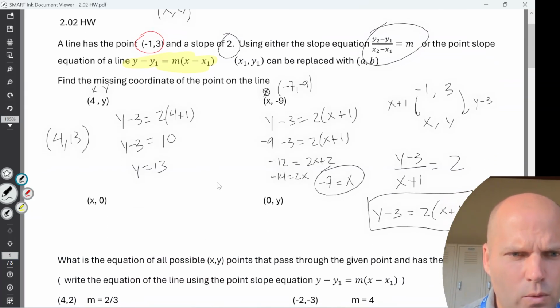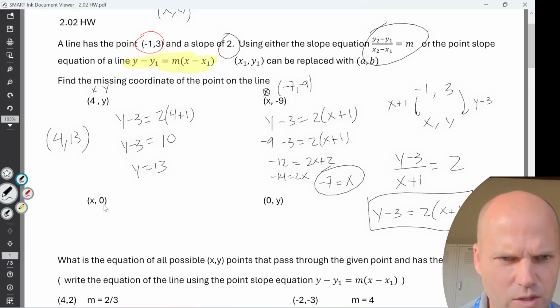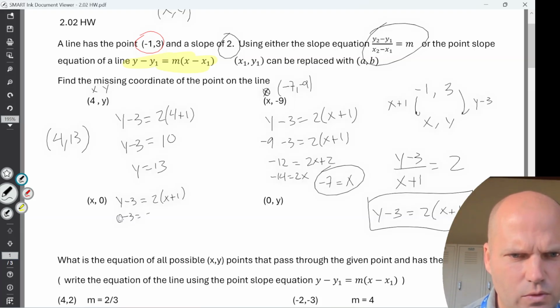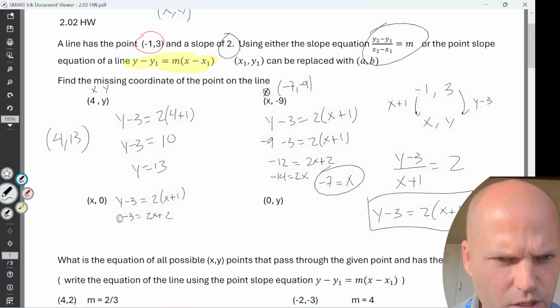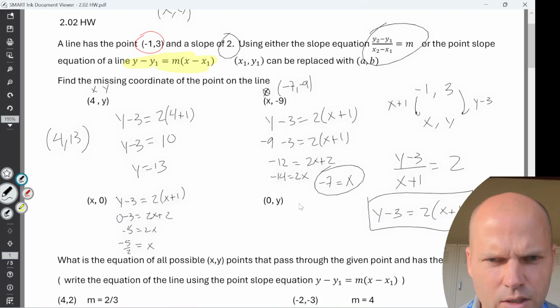What if we have a y coordinate of 0? So I'm going to replace the y coordinate with 0 in my equation for all possible x, y's that connect with (-1, 3) to have slope 2. And I get 0 minus 3 equals 2x plus 2 after distributing. And I'm subtracting the 2 and dividing by the 2, and I get x equals -5/2, or -2.5.